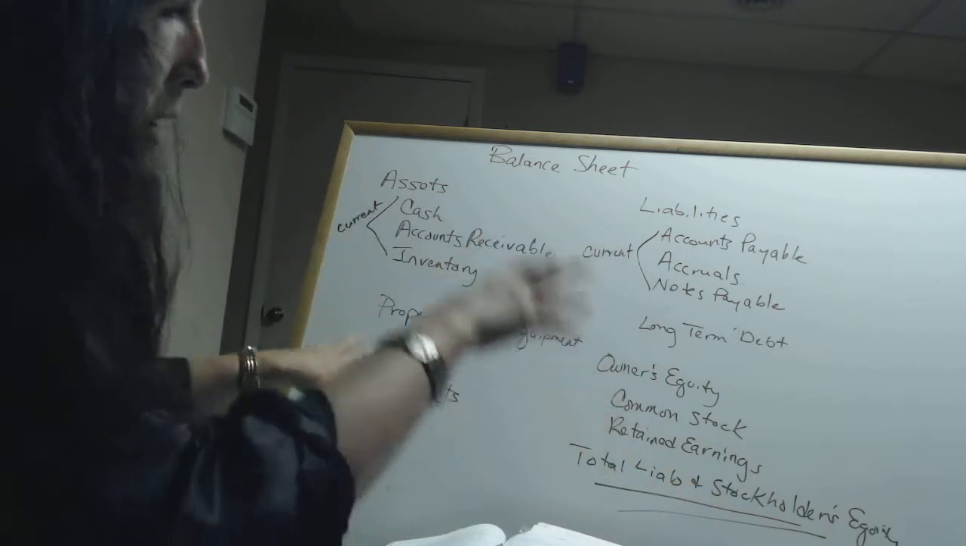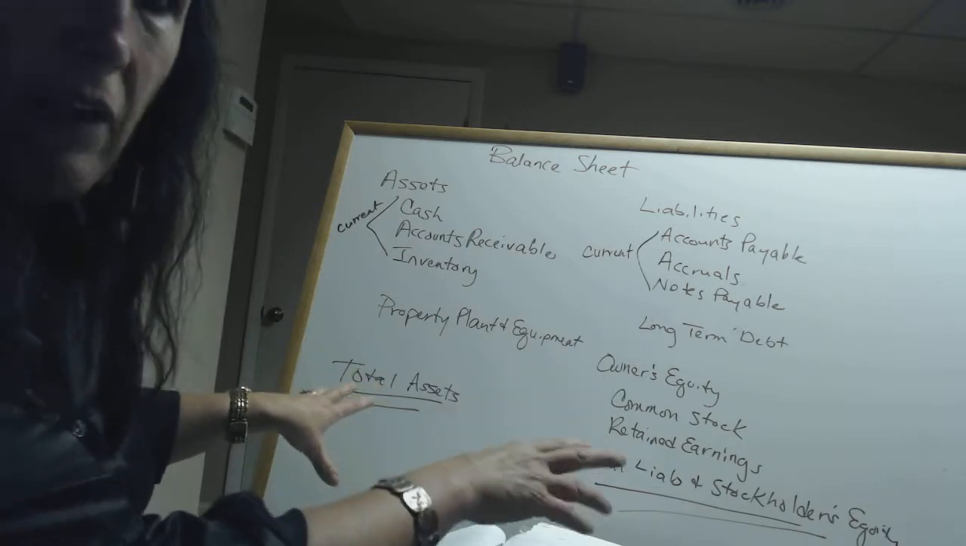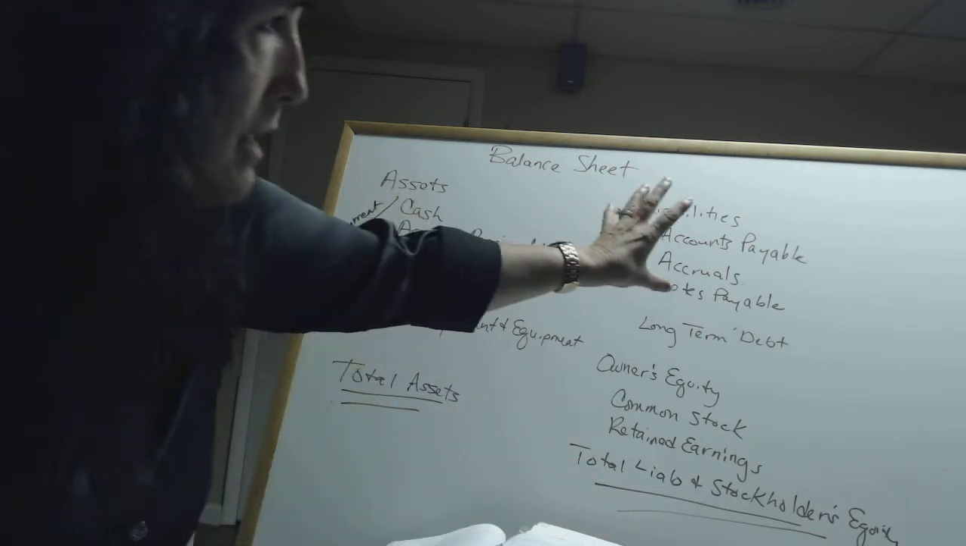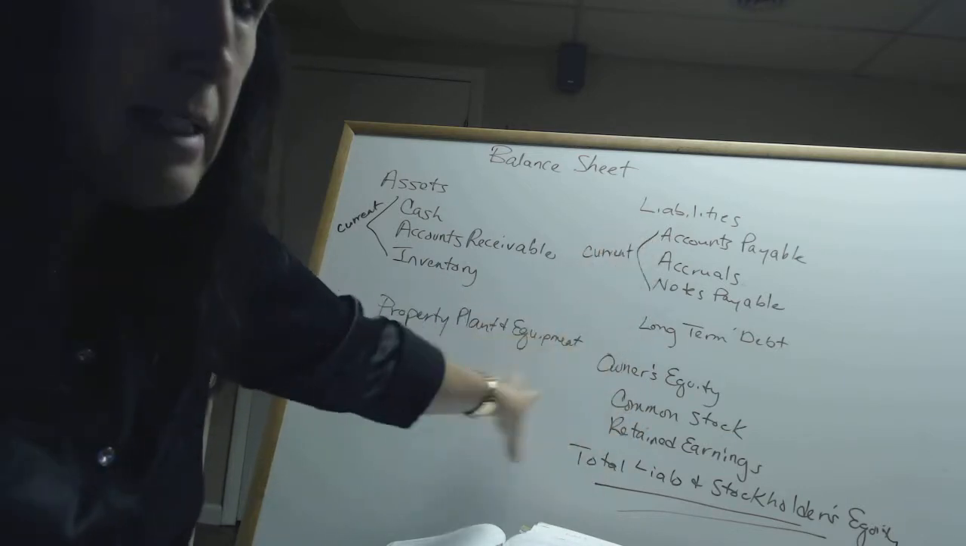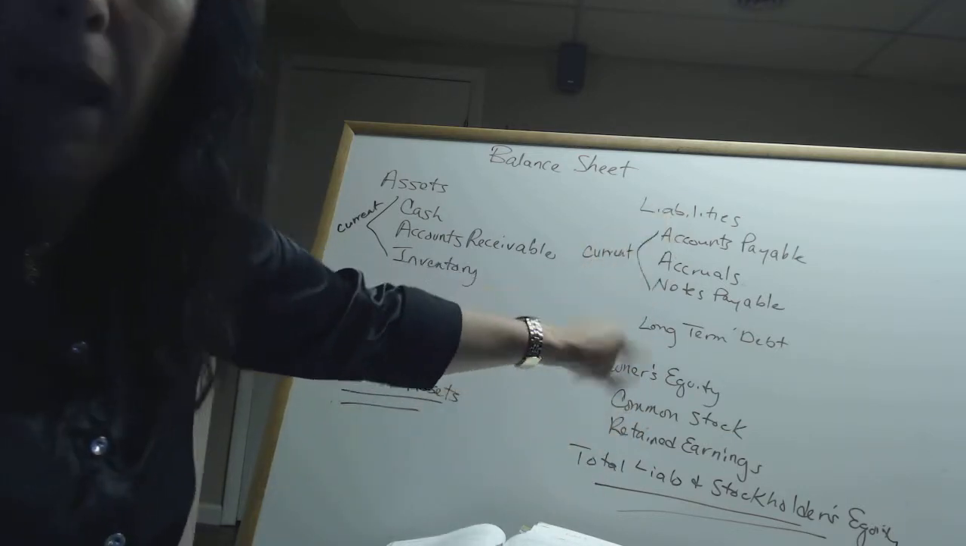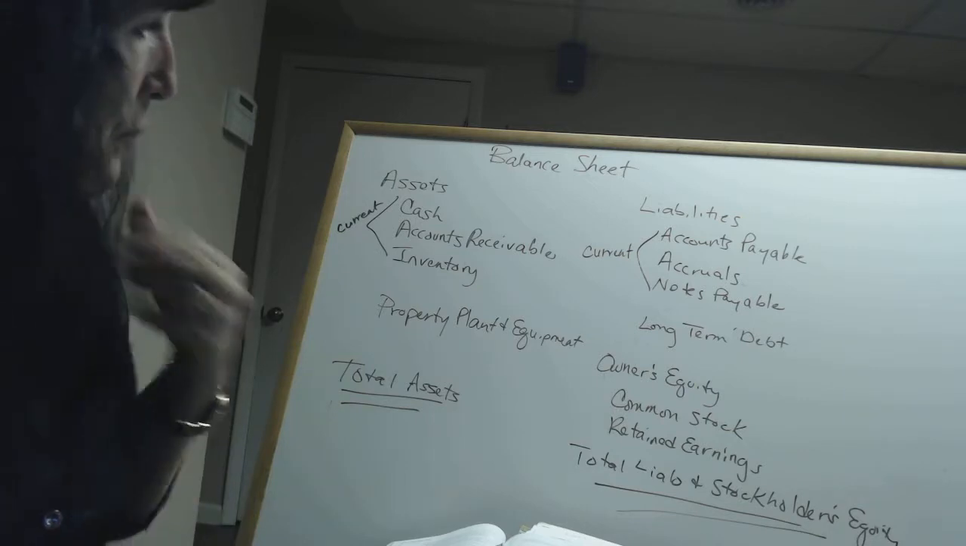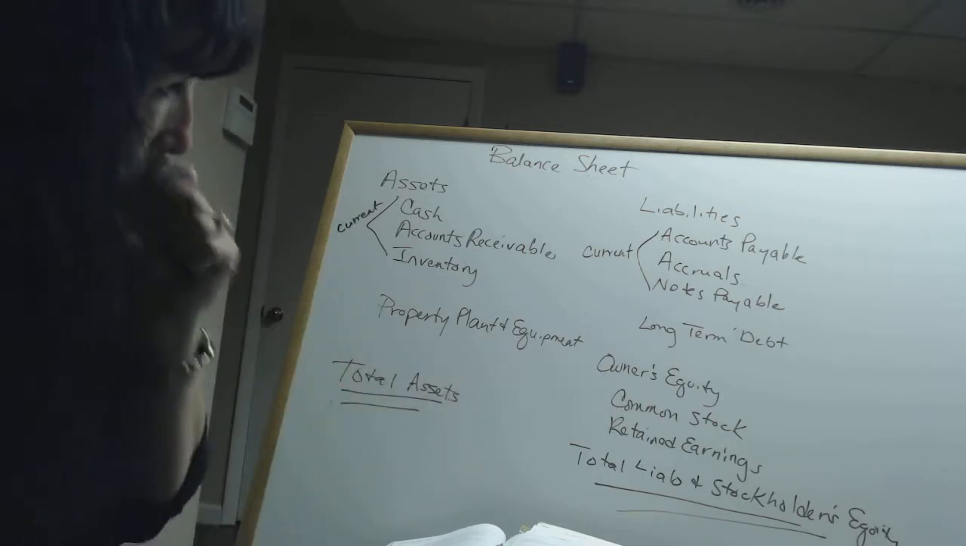So notice these two, because this is called a balance sheet, these have to balance. Total assets must equal the total liabilities plus owner's equity. So all the assets are financed through monies from outsiders or monies from insiders. So that's why we call it a balance sheet.